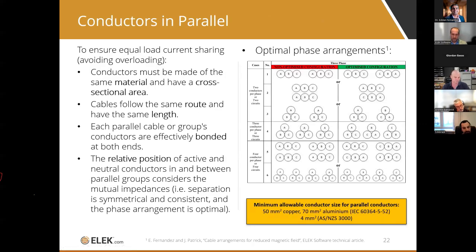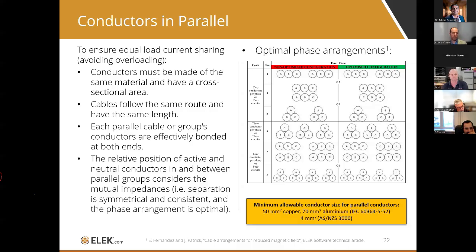Conductors in parallel. This is very common. The main factor that we need to consider if we intend to use multiple cables per phase, or conductors in parallel, is to ensure that there's equal current sharing between the cables of the same phase, or otherwise this could lead to overloading of one phase or certain cables.